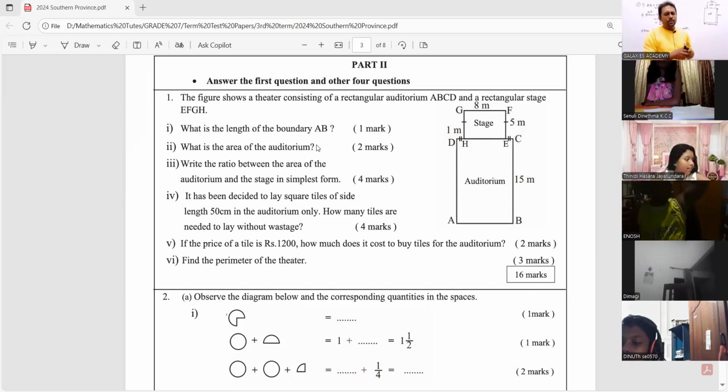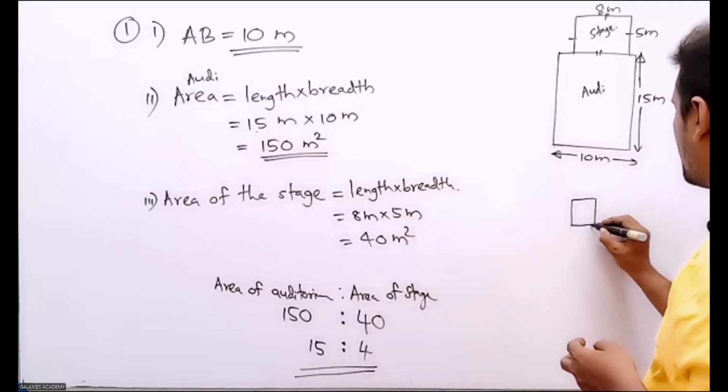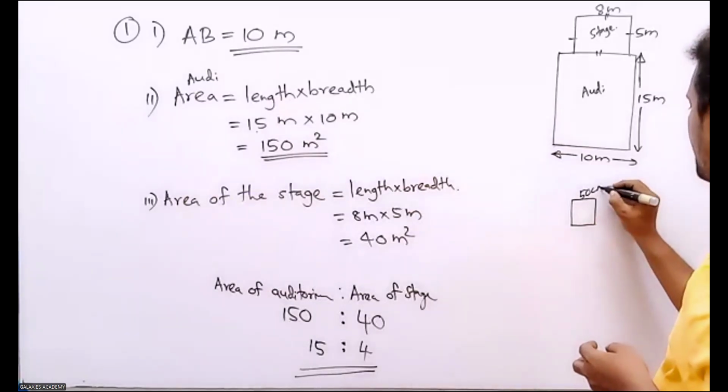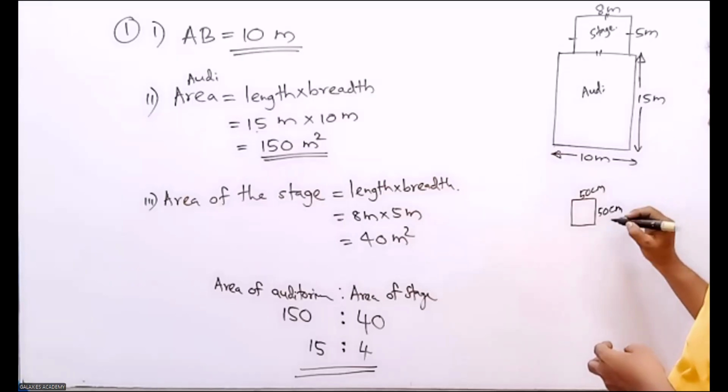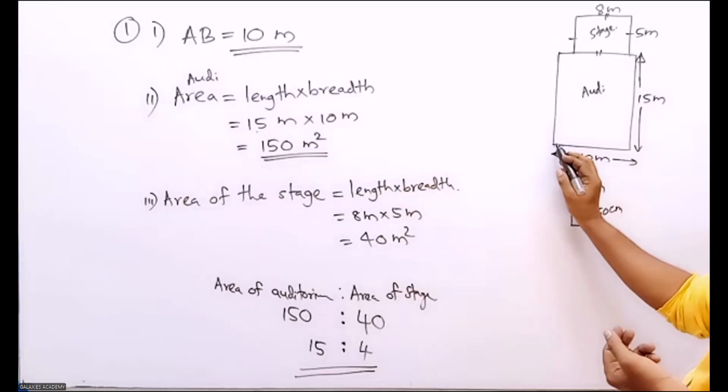Right. Also you know the size of the tile. It is square shape, 50 centimeters by 50 centimeters. 50 into 50. Then how many tiles are needed along this side?